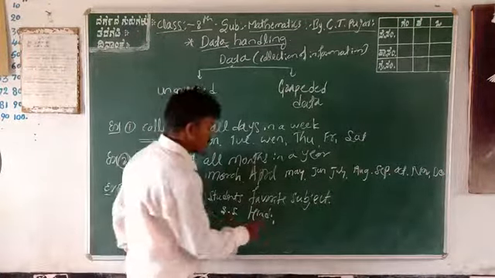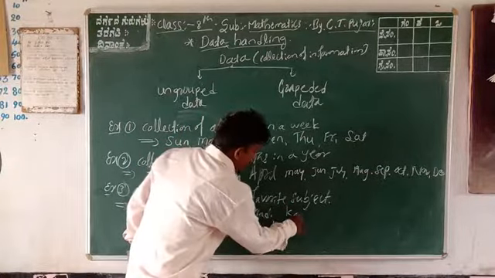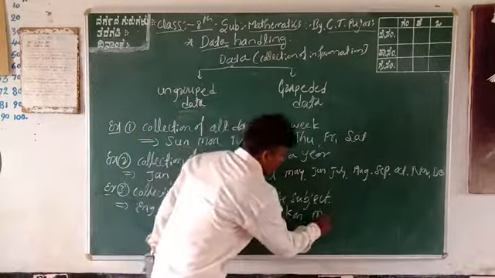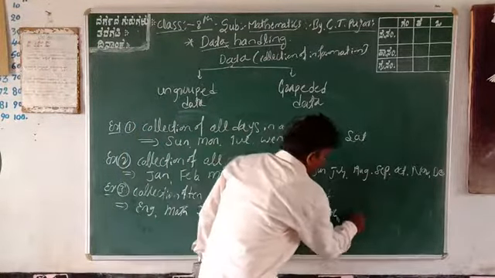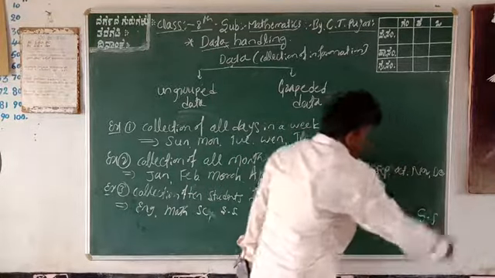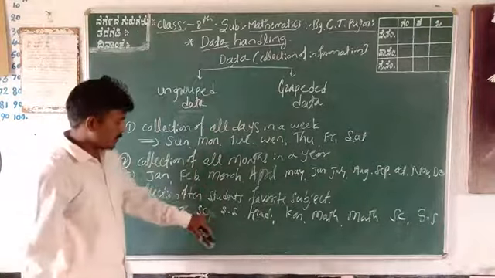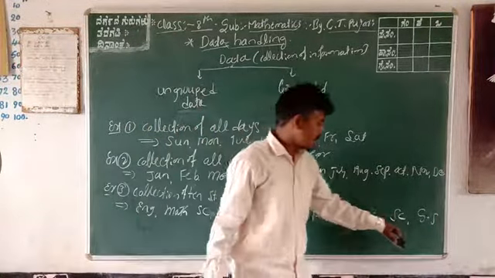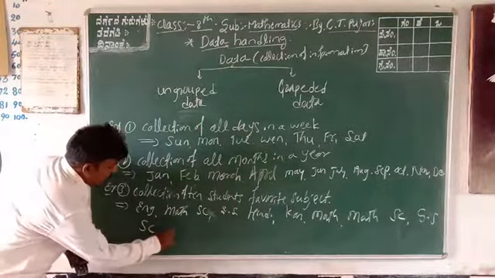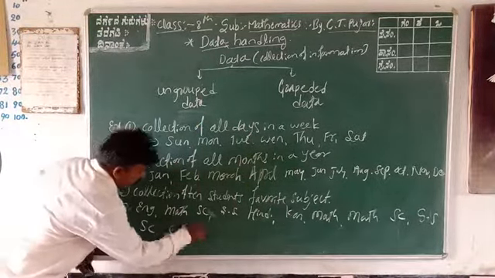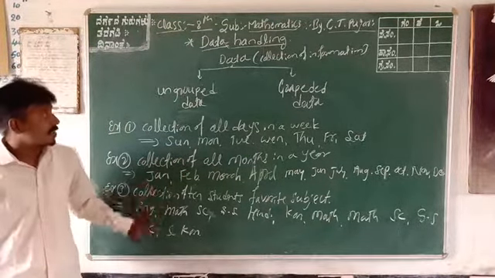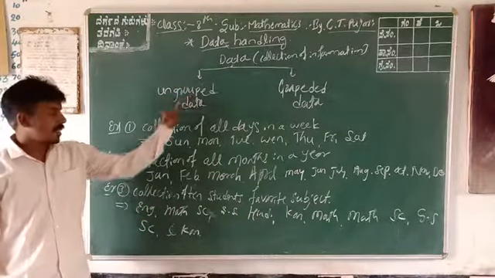The last student said English, Kannada. And repeated subjects are here. Some more students said maths, one more maths, one more science, one more SS. That makes 10. The remaining two students said science and Kannada. This is also a collection of information. This is also ungrouped data.